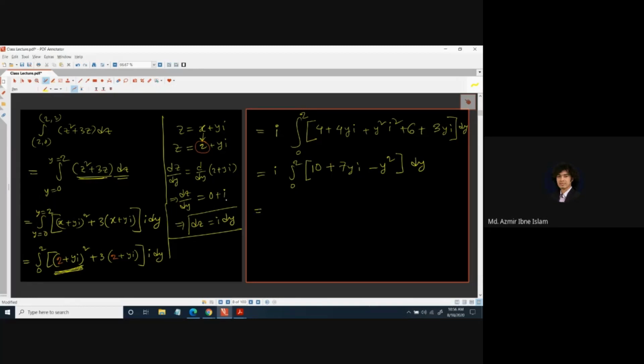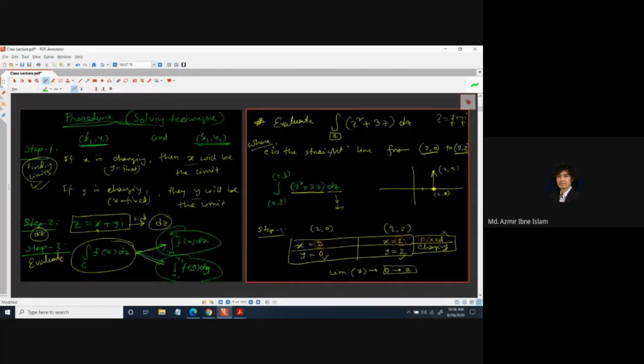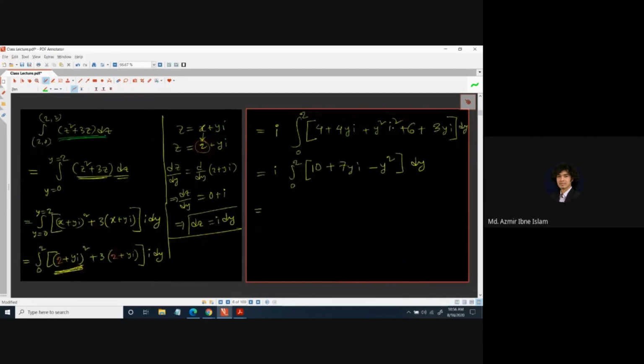Okay, now we can see that whatever integral we have previously, this one or even this one, has been converted to our known integral. Now it is going with your previous course, Math 120. So you can easily apply your basic integral skill to solve this integral. So this is how you can evaluate a complex integral.